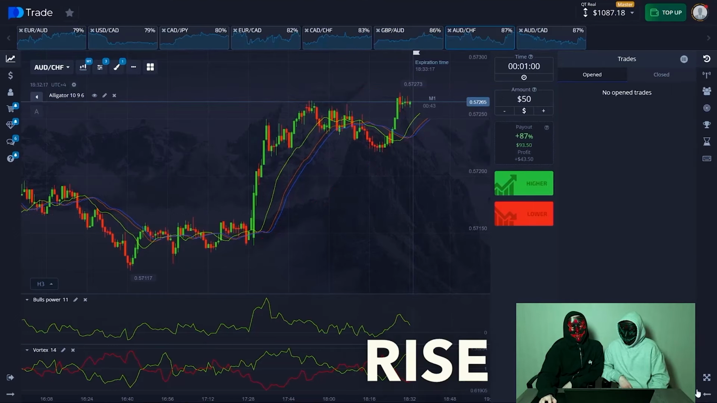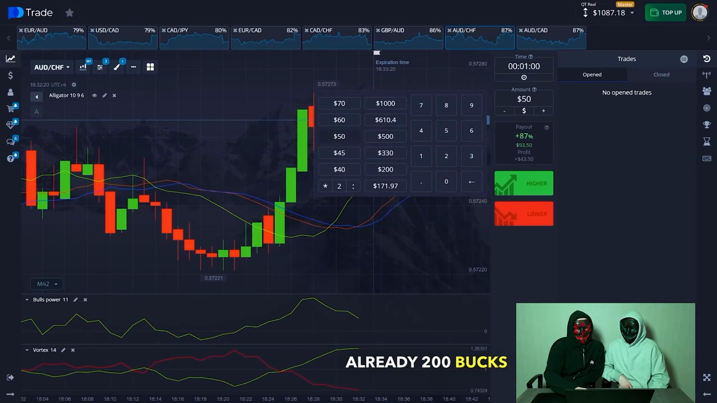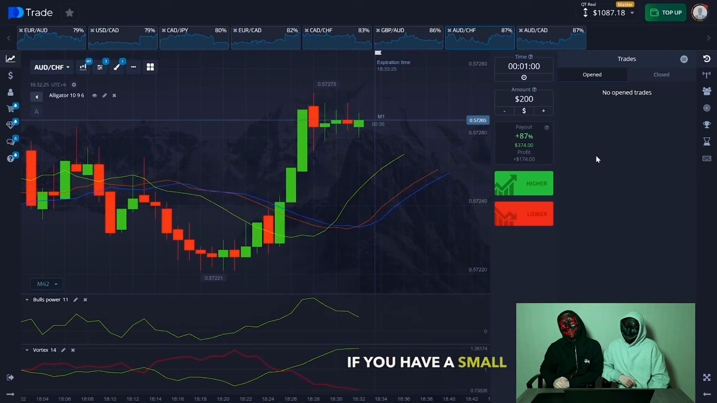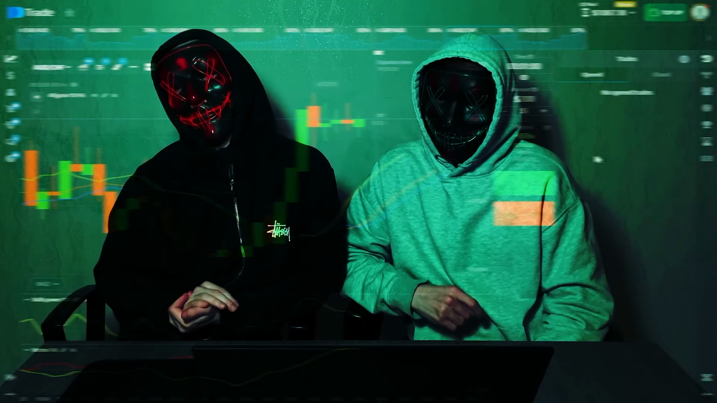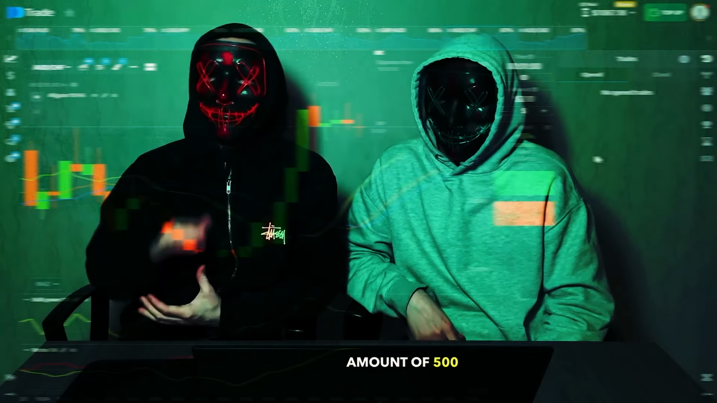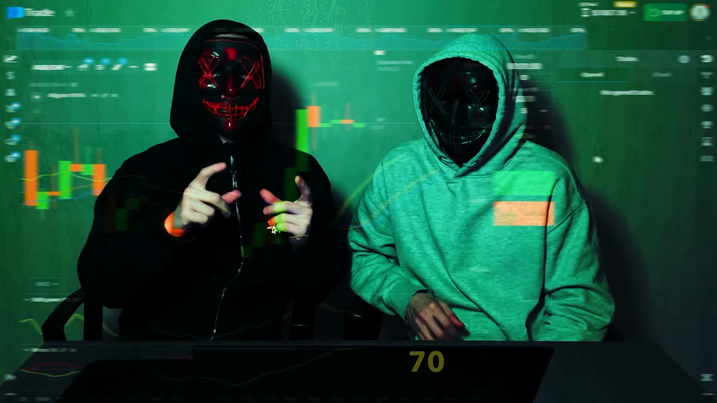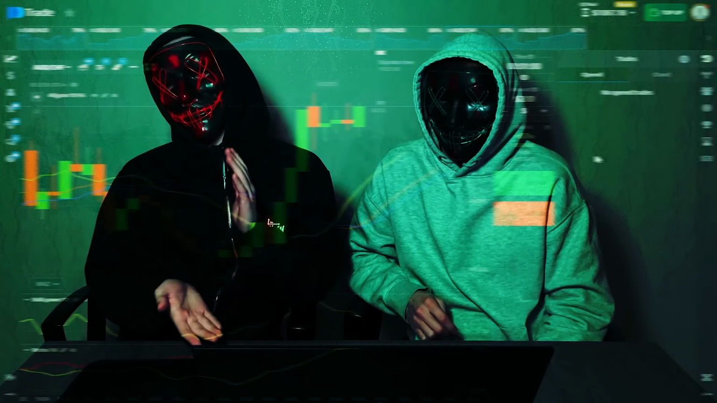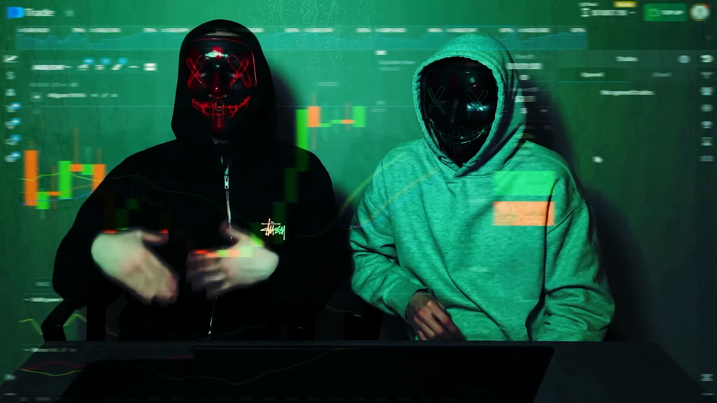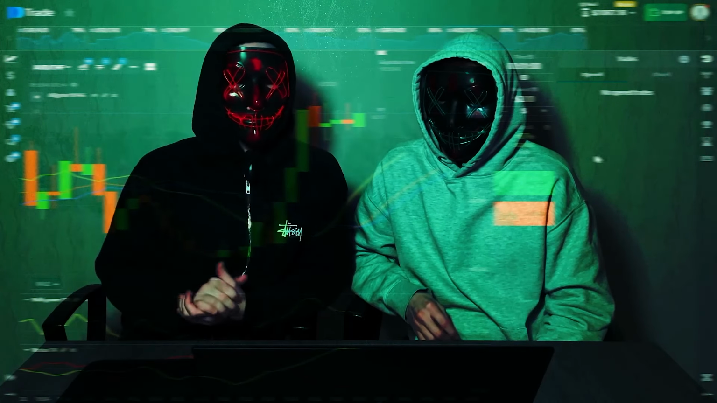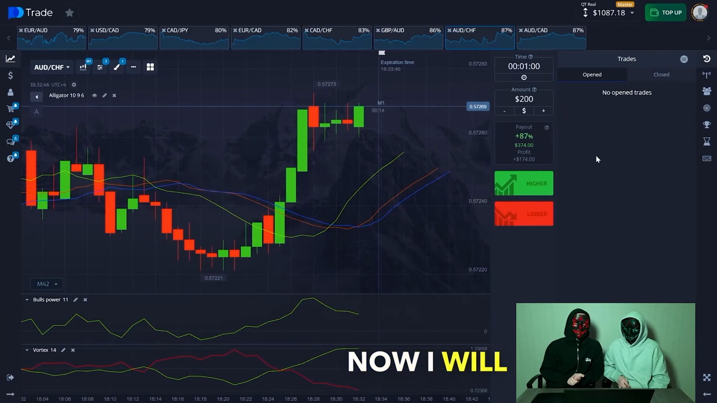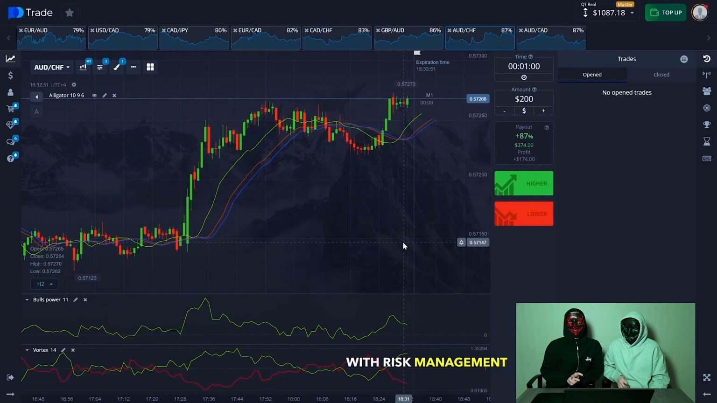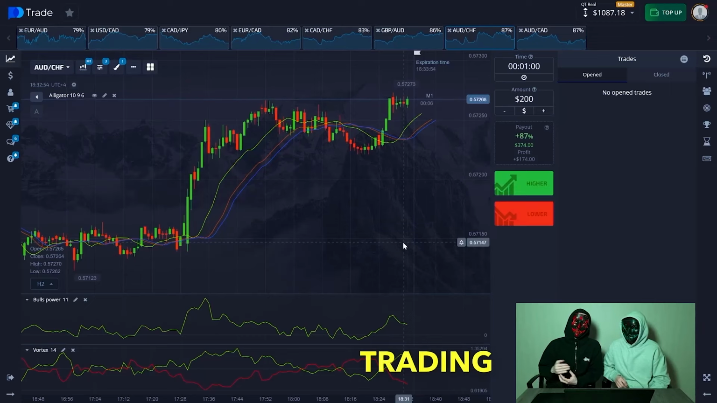We will open for a rise here, change the bet to already $200, and I recommend you use 20 to 30% of your balance. If you have a small amount, try to bet less first, and if you have a slightly larger amount of $500, try to bet $80, $70 so that you have a reserve of money which you could multiply in the future. Now I will open a trade. These are my small recommendations that can help you with risk management in principle, can help you with trading, friends.